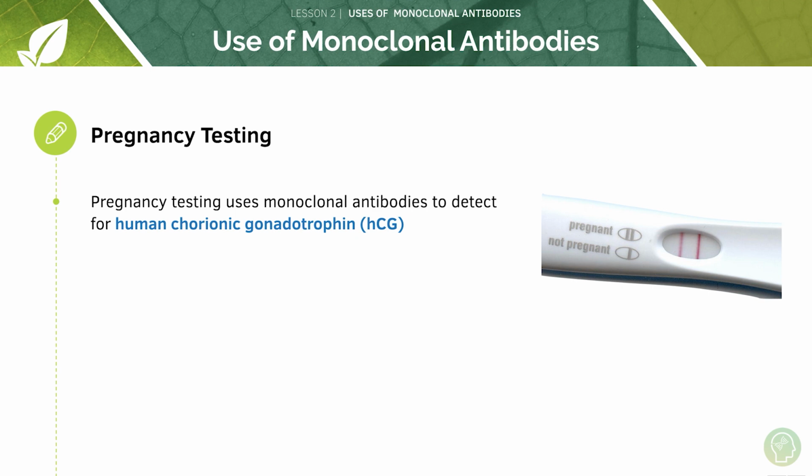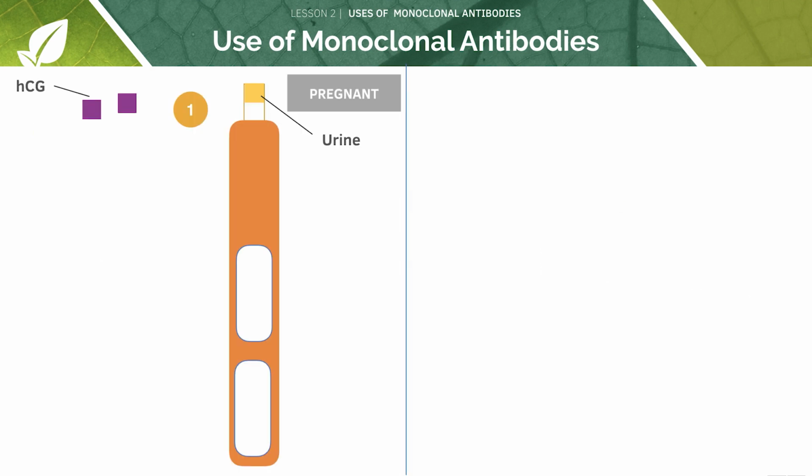Pregnancy testing uses monoclonal antibodies to detect human chorionic gonadotrophin, or HCG for short. When a woman is pregnant, she releases this hormone, and it's unique to the pregnant woman. So a person who is not pregnant will not have HCG present in their urine. Only a pregnant woman will. And so, a monoclonal antibody can be used to detect this HCG, which will be found in the urine of the pregnant woman. So let's take a little look at this in more detail.